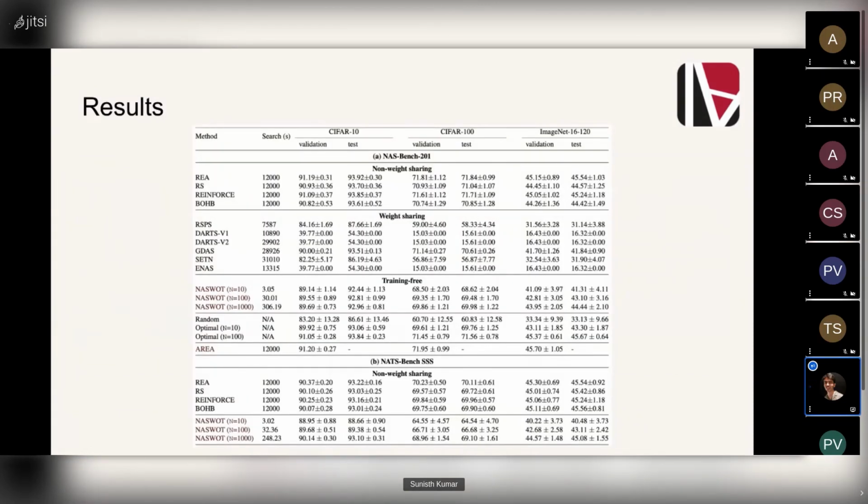Now this table shows the actual numerical results. This search column is the time taken in seconds. These red colored ones are the NASWAT. This other one is another work in this paper; I'm not discussing it. This is also using NASWAT. So you can see it takes much less time than the others, and it's not performing state of the art, but it's still giving good results.